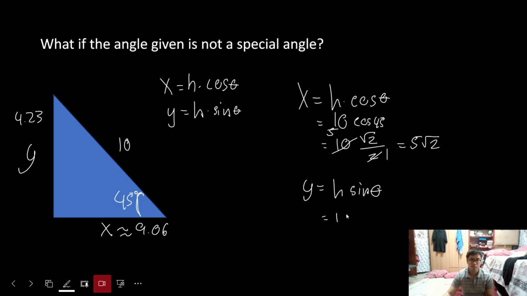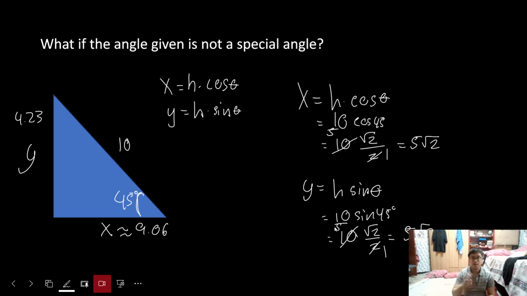Now for this case, you will do the same thing. 10 times sine of 45 degrees. So 10 times sine 45 degrees, it's still square root of 2 all over 2. And 10 and 2 are both divisible by 2. So 10 divided by 2 is 5, and 2 divided by 2 is 1. So you will have 5 square root of 2. You see, if the angle is special, you can find the exact value.